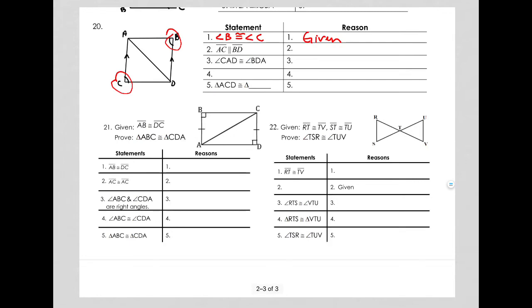Alright, so another thing. Remember that this symbol means parallel. So AC, which is here, is parallel to BD, which is here. They already gave us those. I drew over them a million times, but they already gave us the arrows. Remember, the arrows tell us that those sides are parallel. So they already gave that to us. It was given.